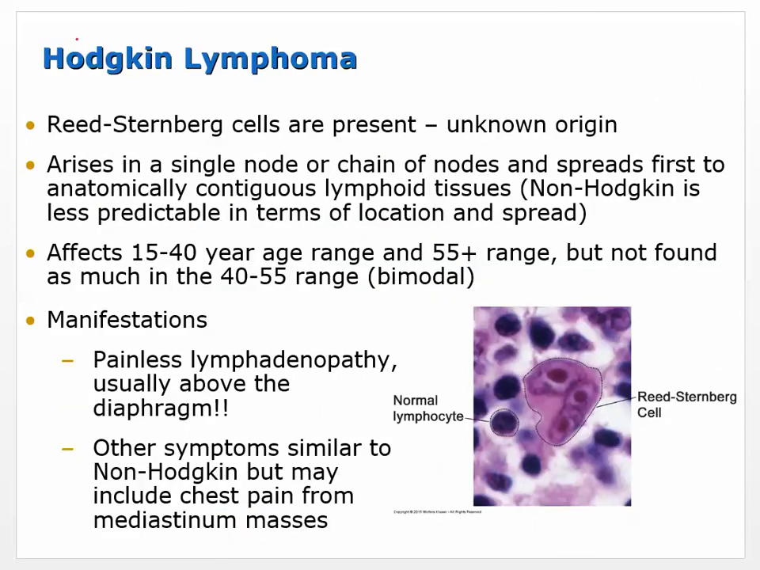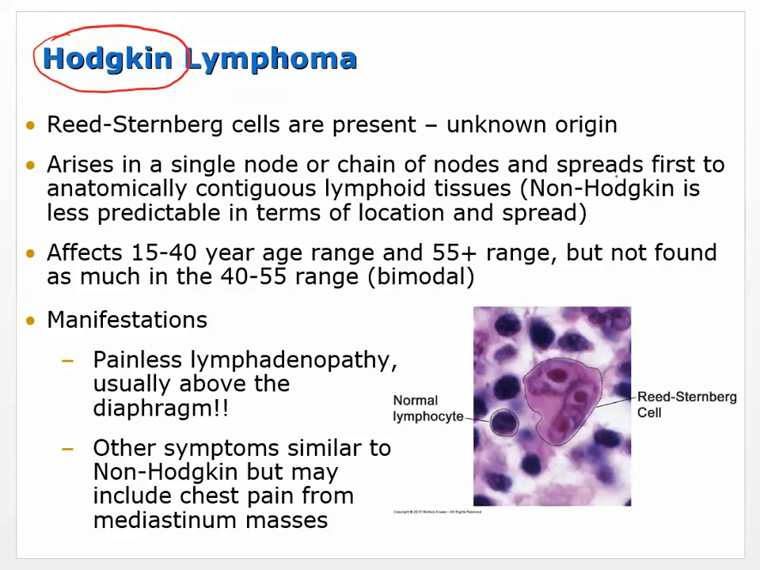Okay, so now, important to understand this, we're moving to Hodgkin lymphoma. One of those markers, or at least something you can see when looking under a microscope, is the presence of these Reed-Sternberg cells. We don't really know where they come from. But we do know that they are associated with Hodgkin lymphoma.